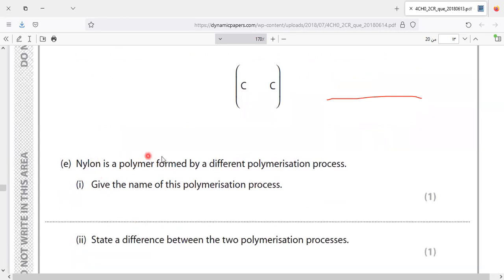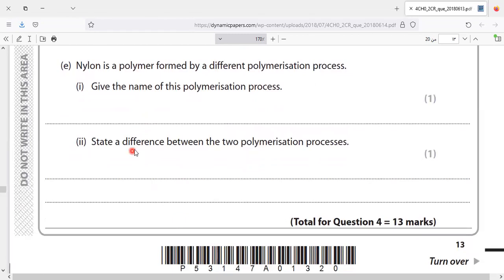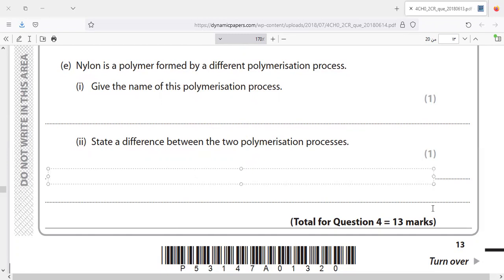Mohamed, nylon is a polymer formed by a different polymerization process. Give the name of this polymerization process. He wants the name of the process. I have only 2 processes: addition polymerization and condensation polymerization. Condensation polymerization. State a difference between the 2 polymerizations. What is the difference between addition and condensation, you know? Noor, what is the difference between addition and condensation?